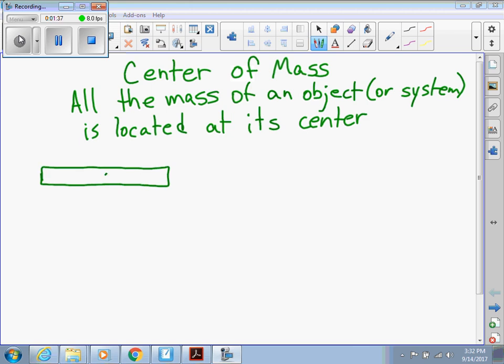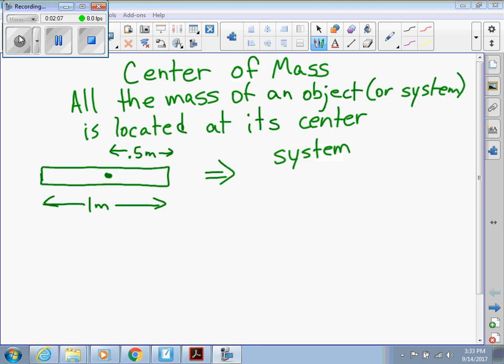And so if we talk about a meter stick, its center of mass is located at the center. It's 1 meter long, and the center of mass will be 0.5 meters away from the end. But we probably won't see an object like that. We will probably see a more complicated object or a system of objects. So if we have a system of objects, could we find the center of mass for that system?